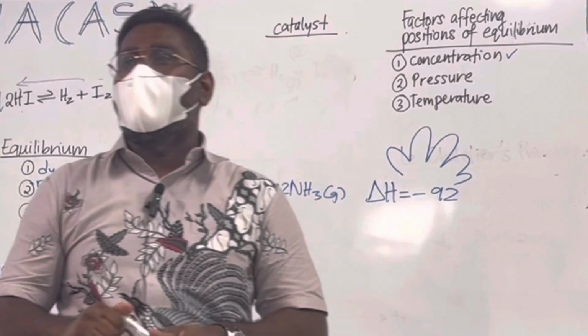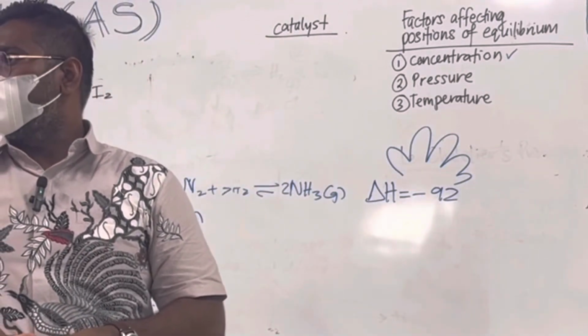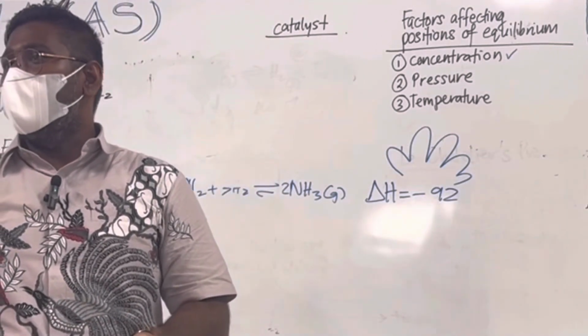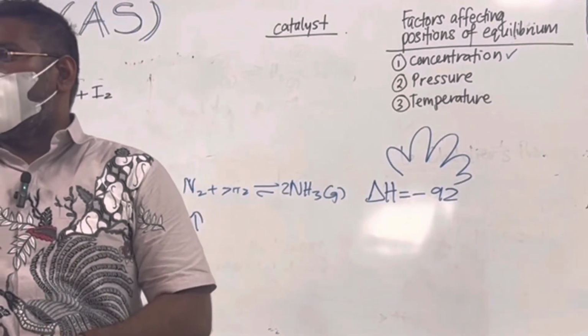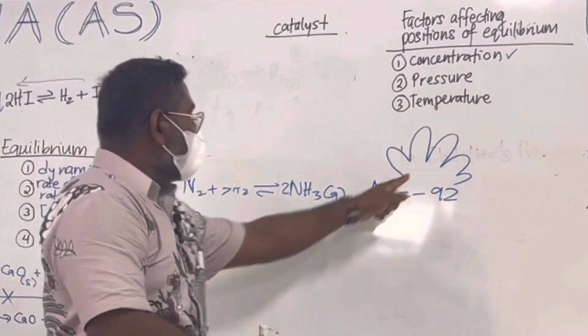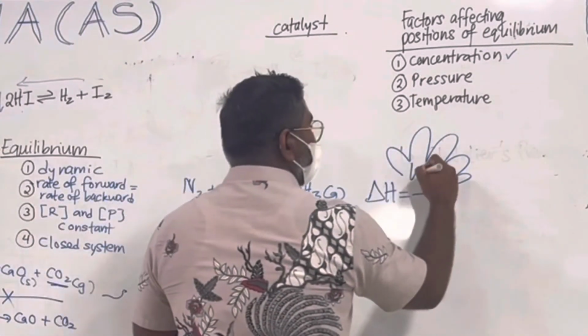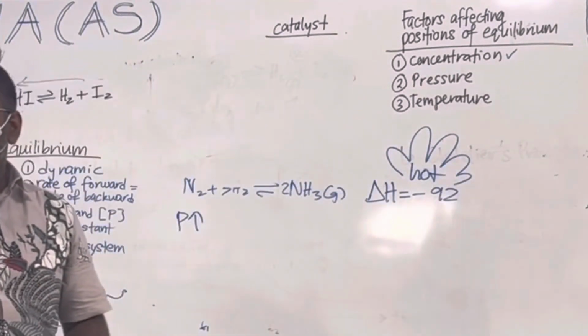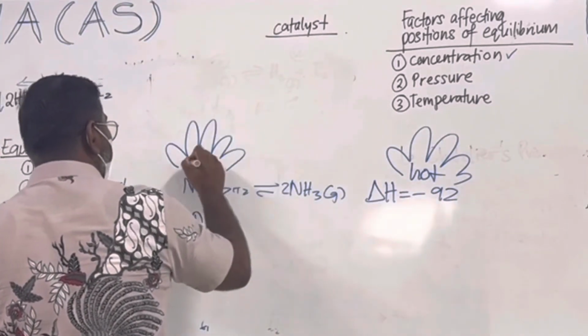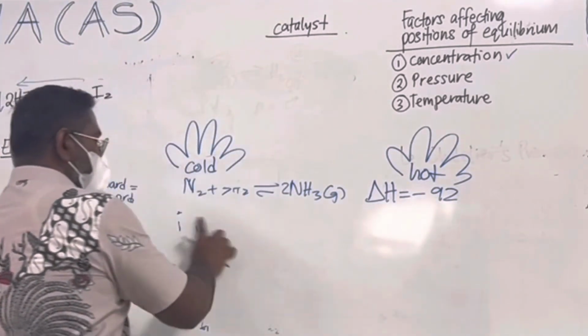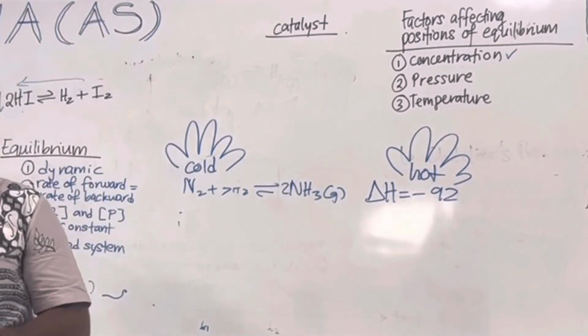Your hand will feel hot or cold? Hot, okay? Exothermic, heat is released to the environment. You are going to feel hot. You put the hand over there, you put hot. You put another hand here. If that is hot, this is going to be cold. This is the first thing you do.